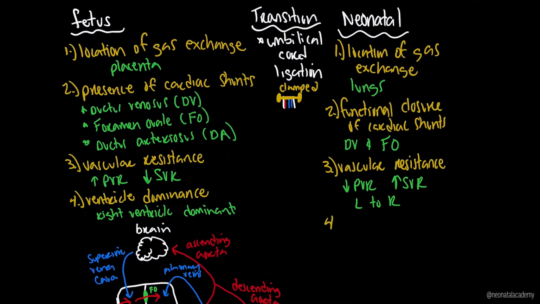And then last, our ventricle dominance is going to switch. And now that left ventricle is going to be pumping out all of the blood to the body. So now it is functioning more than that right ventricle. So now we have a left ventricle dominant system.